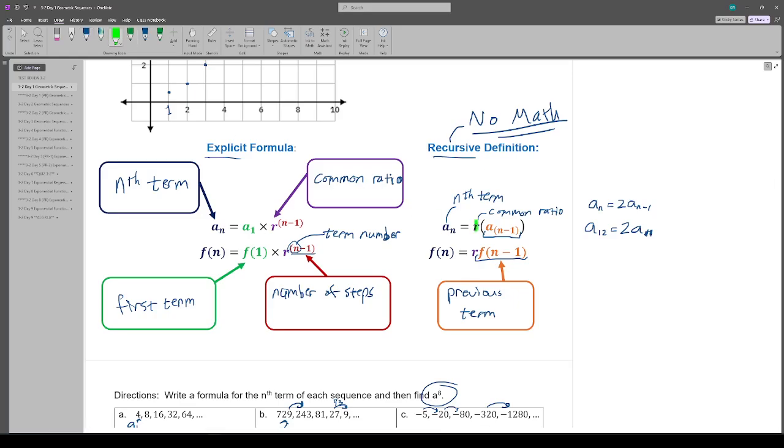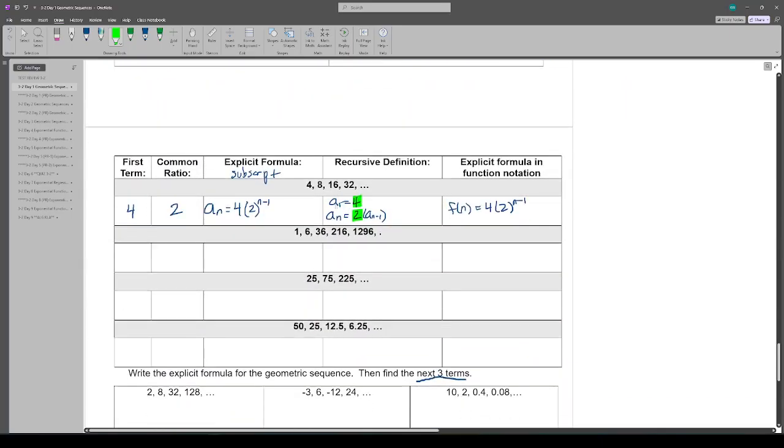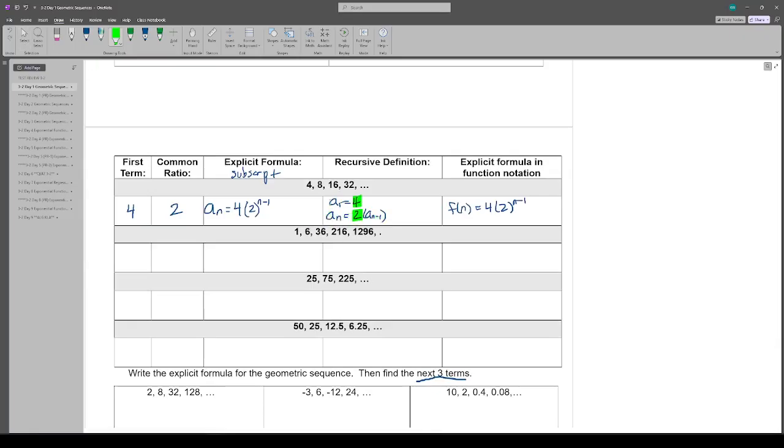We just take this R and put it over here. We take A1 and we put it over here. So the recursive definition over here should also say A1 equals blank. This is only giving us the recursion rule, not where it begins. So remember for a recursive rule also that there are 2 parts to it, not just one part. It's not just this, it's also where it starts.